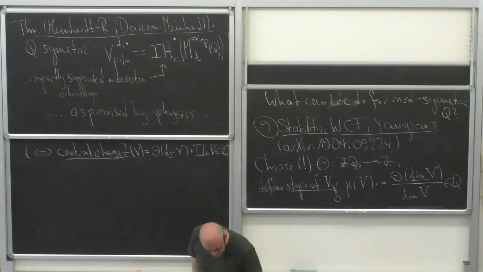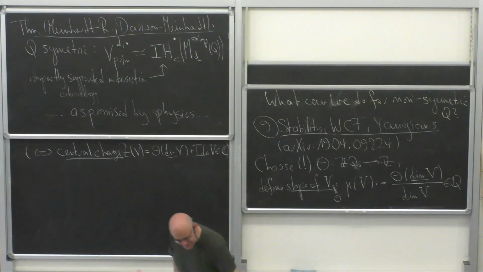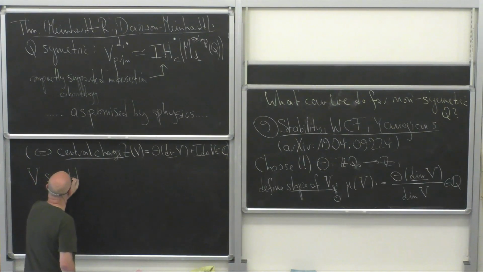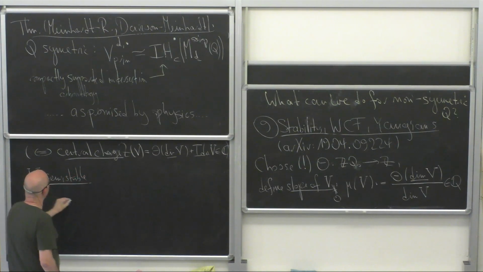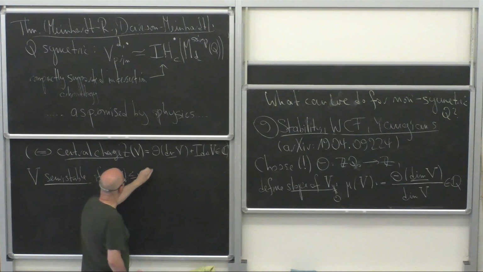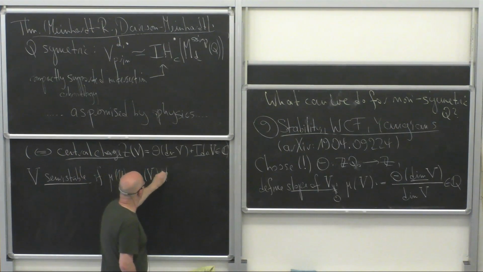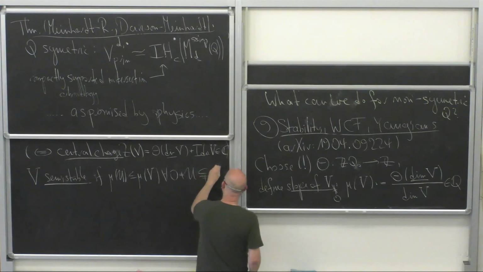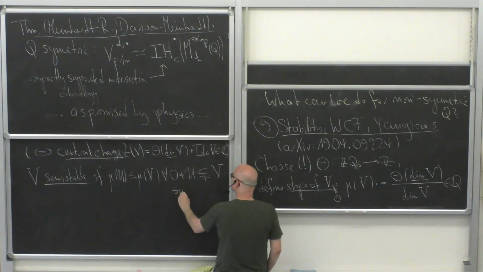And now I define the representation V to be semi-stable, or stable, if the slope drops on subrepresentations: for all proper subrepresentations U, with 0 not equal to U.